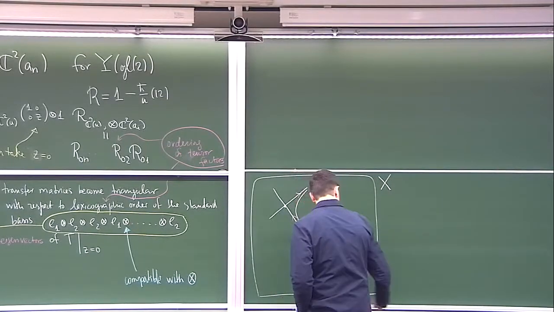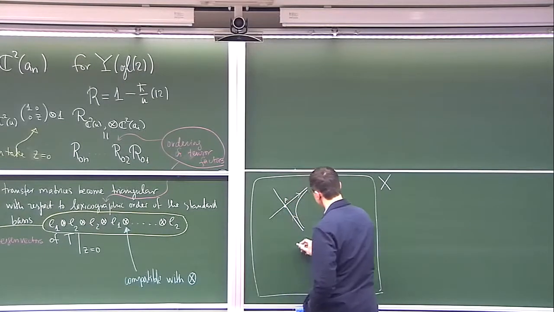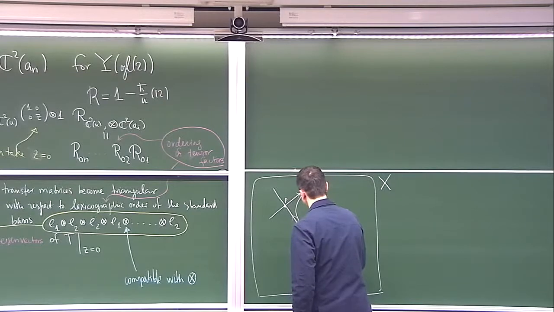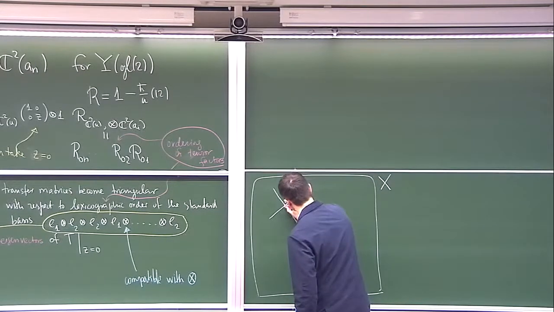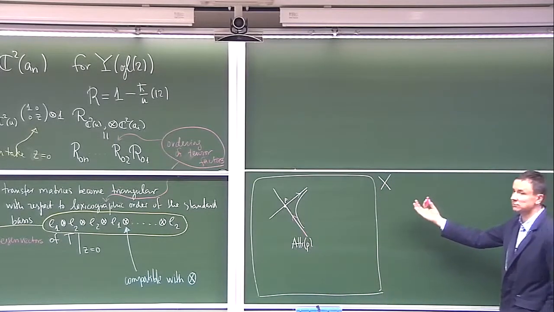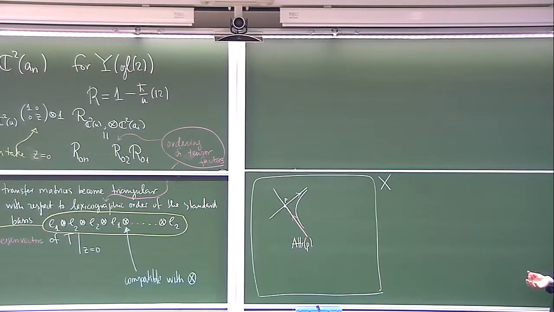So if I have a fixed point P, there will be the attracting manifold of P, which is a Lagrangian submanifold in X, because it's a holomorphic Lagrangian in X.